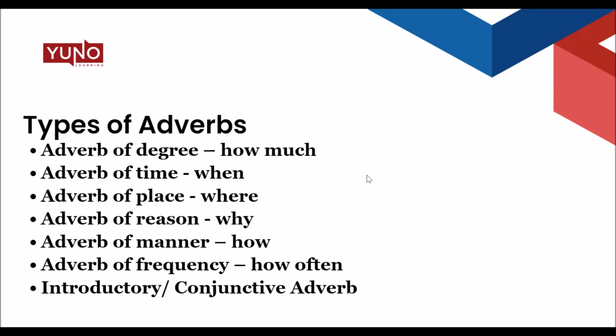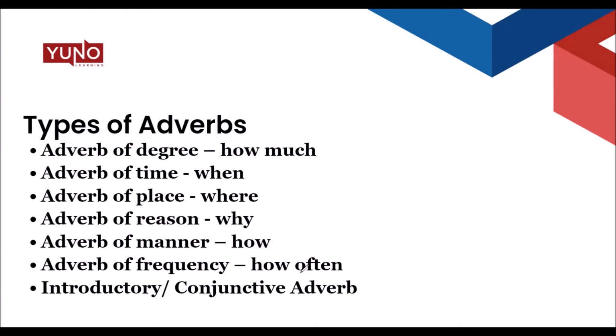So what are the different types of adverbs? We have adverb of degree. If I say something is extremely good, how much is it good? Extremely good, very good. Adverb of time, when? Tomorrow, yesterday, late. Adverb of place, where? Here, there. Adverb of reason answers the question why. Adverb of manner, how something is performed. You write neatly. How do you write? You write neatly.